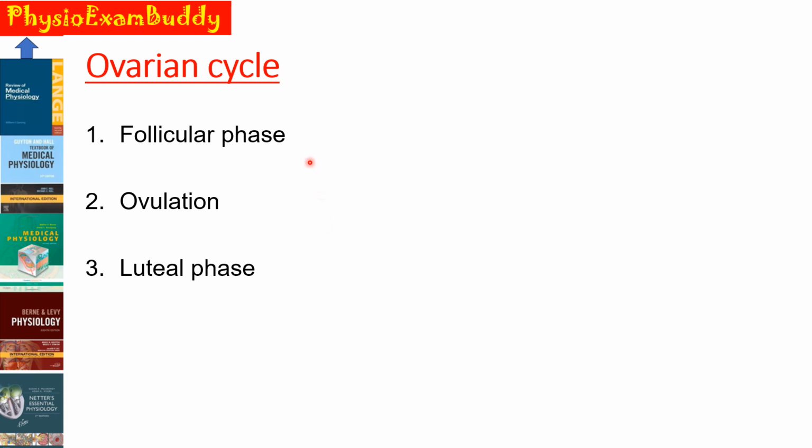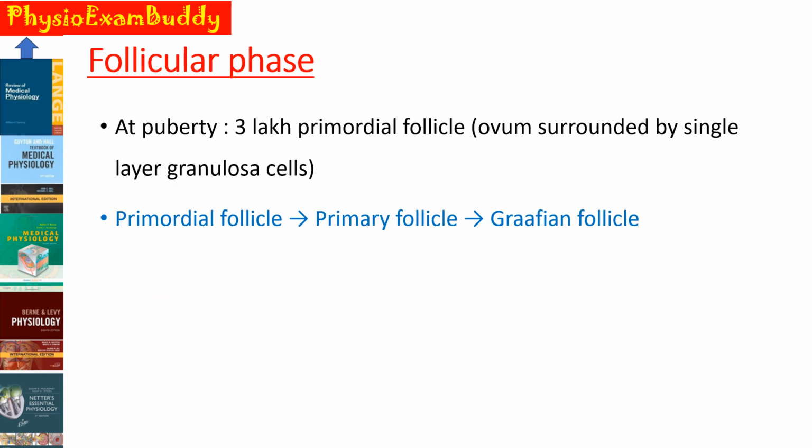The changes in the ovary can be classified into three phases: the follicular phase, ovulation and the luteal phase. First, the follicular phase. At puberty in a female, almost 3 lakh primordial follicles will be present. What is this primordial follicle? We studied in the video on oogenesis, which was posted earlier, that the ovum surrounded by a single layer of granulosa cells is known as the primordial follicle.